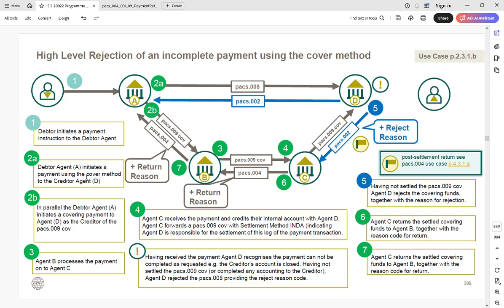Debtor agent A initiates the payment using a cover method to the creditor agent D here. This is the normal flow. Then in 2B, in parallel, the debtor agent A initiates a cover payment to agent D as the creditor of the cover PACS.009. This is another one. From A to D by your PACS.009 cover method: from A to B, B to C, and C to D. These are the cover methods of sending payment in parallel in 2B.